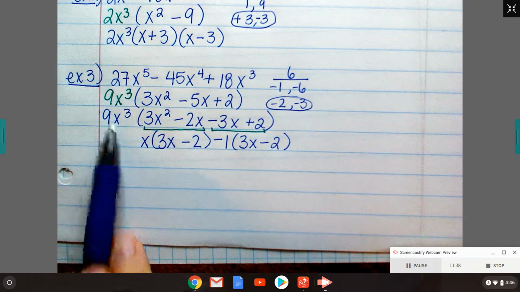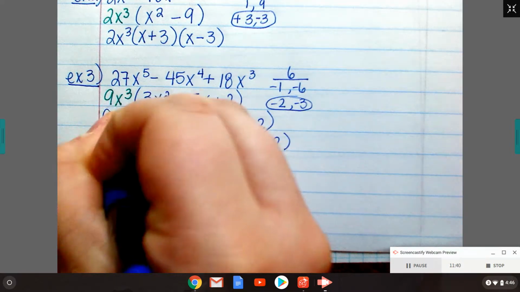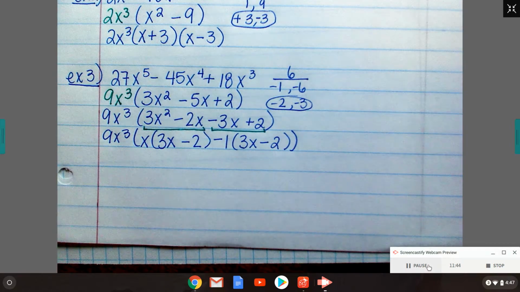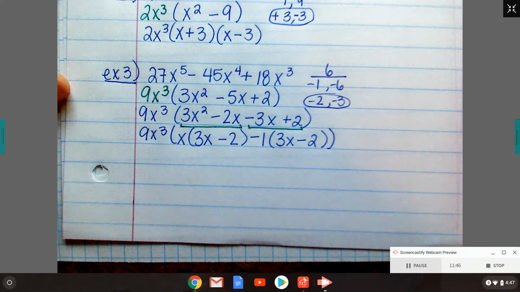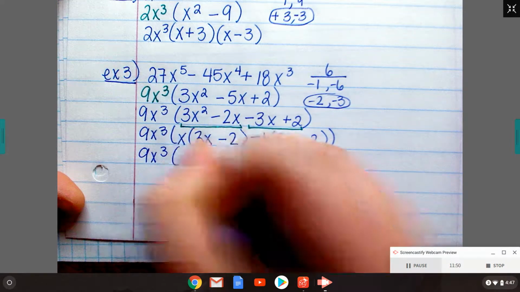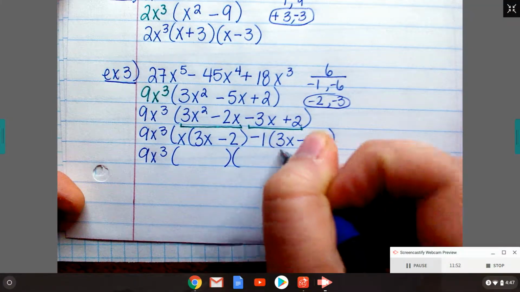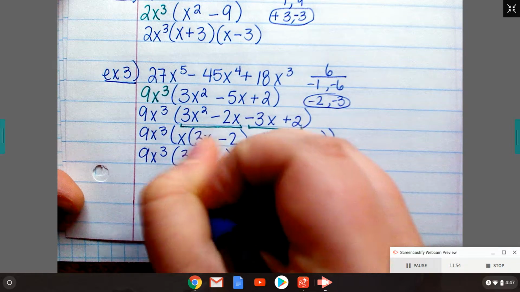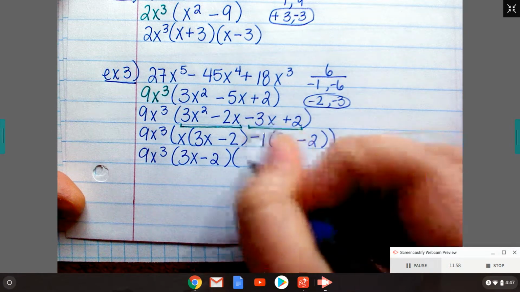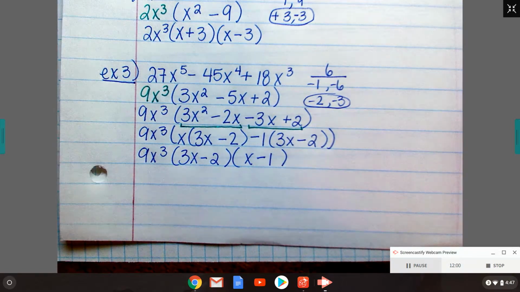Be careful. I almost forgot to drop down my 9x cubed. So I'll do that and throw parentheses around the whole thing. All right, almost done. So let's see. We'll leave this 9x cubed out front. And then I have 2 parentheses to put with it. One of them is our 3x minus 2, and the other is our x minus 1. And all set on that one.